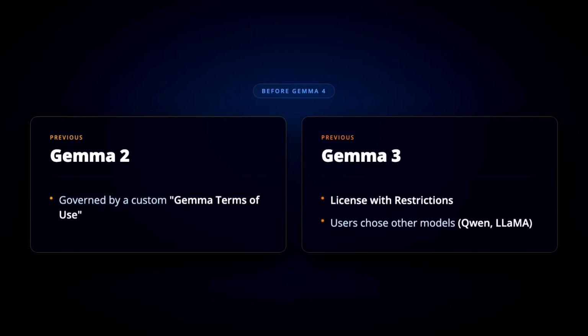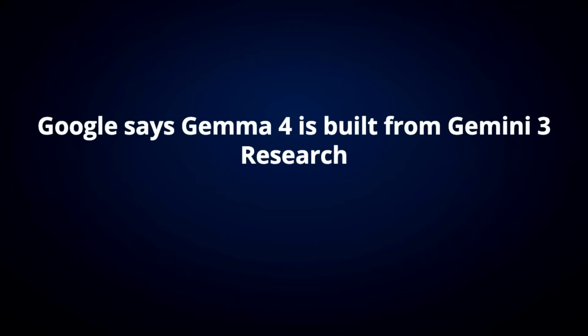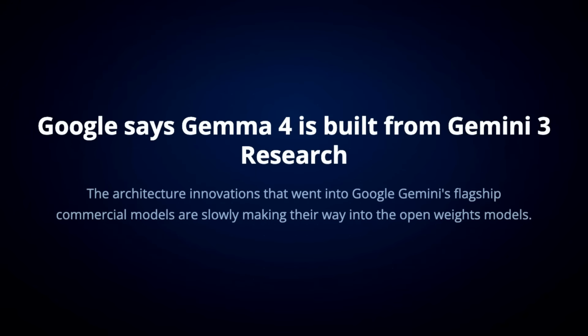And in fact, as we're talking about this, some of the other open model providers in China are actually pulling back their latest releases and not making them open like they have in the past. So the other big thing up front here is that Google is saying that these are built from Gemini 3 research. So basically, the architecture innovations that went into some of their flagship commercial models are slowly now trickling down into the open weights models.